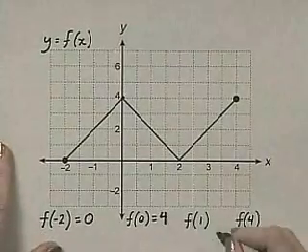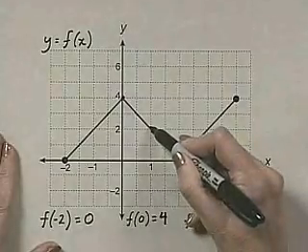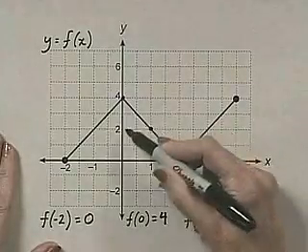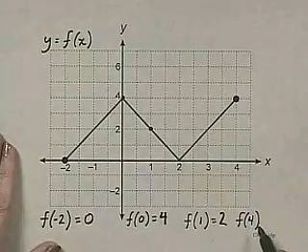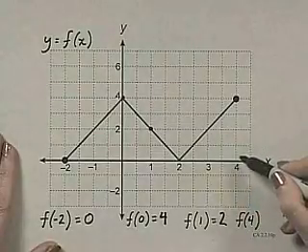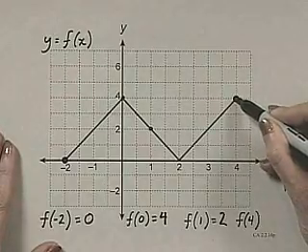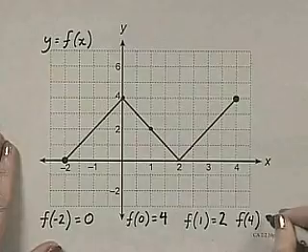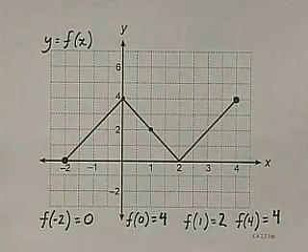F of 1 can be found by finding where x is equal to 1 on the graph. That corresponds to this point. The y-coordinate of that point is 2. And f of 4, we look for an x value of 4, which is going to be this point on the graph. The y-coordinate of that point is also 4. And so f of 4 is equal to 4.